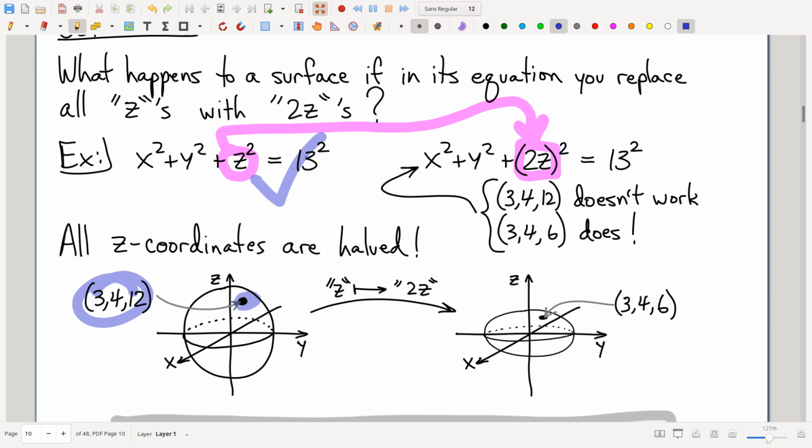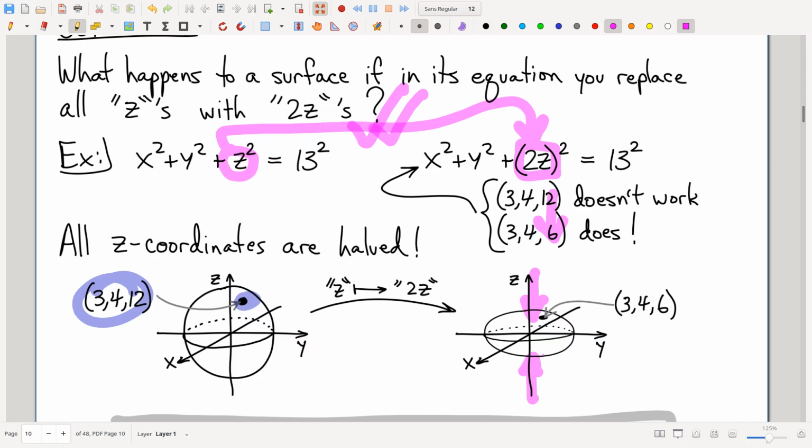So the punchline here is that when you replace z with 2z, then all of your z coordinates should get cut in half as a result. Or said differently, your surface should get squished by a factor of 2 in the z direction. That make sense to everybody?